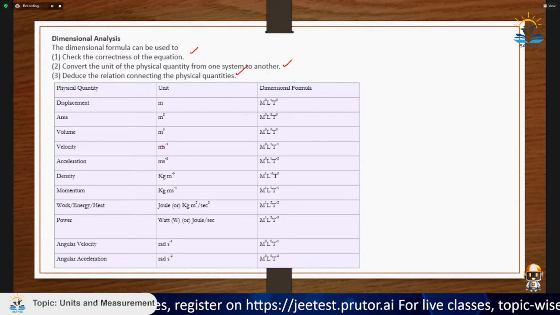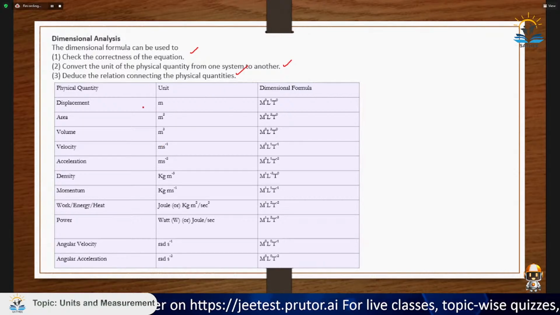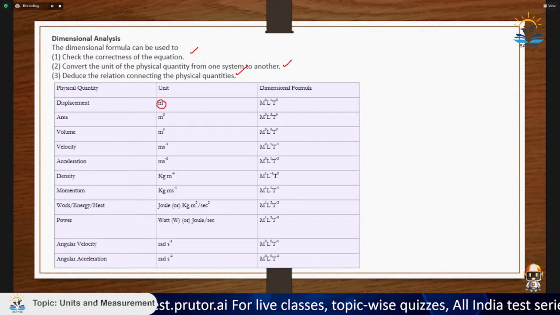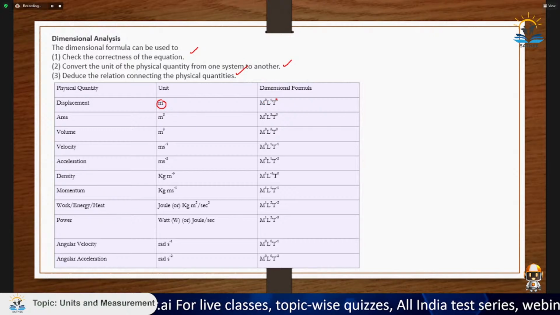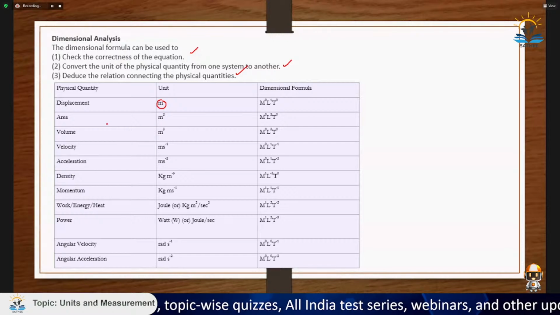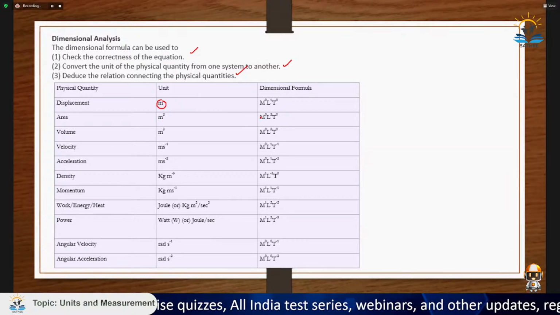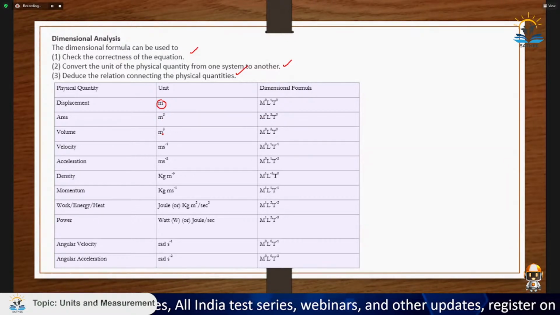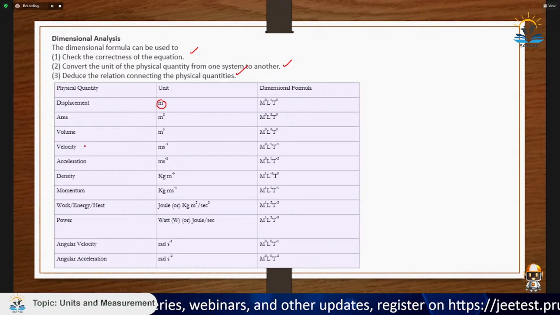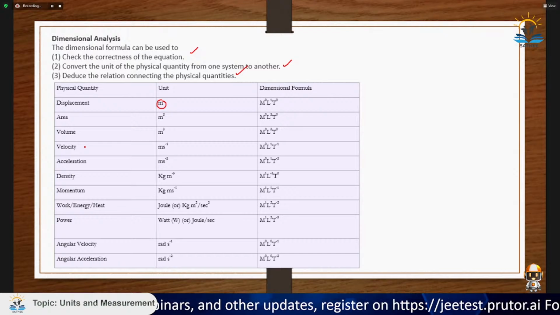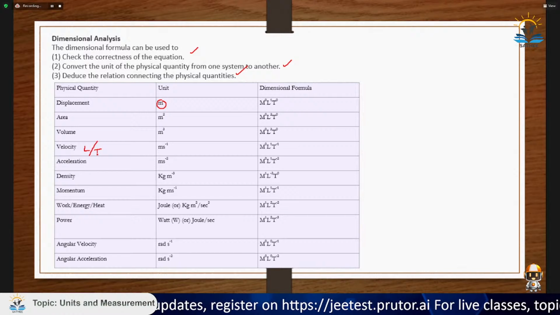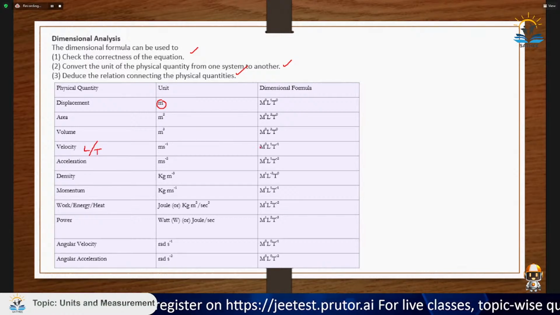Okay, so now some basic dimensions are given for some basic physical quantities. Displacement is measured in terms of length, so in meters, and meters means L power 1, and mass and time will have 0 as their superscripts because it is only measured in length. So it is L power 1. Area is length square, so it would be L2, M0, T0. Volume is length cube, so it would be L3, M0, T0. Velocity is meter per second. Velocity is distance upon time. So distance is measured using length, upon time, which is measured using T. So it would be LT minus one. That's what is written here.